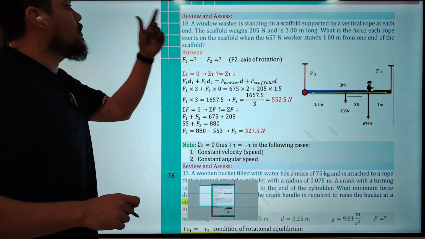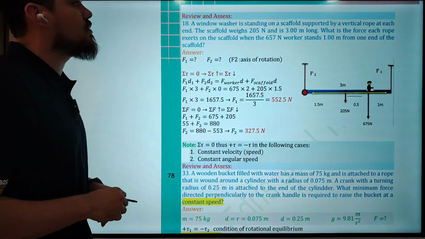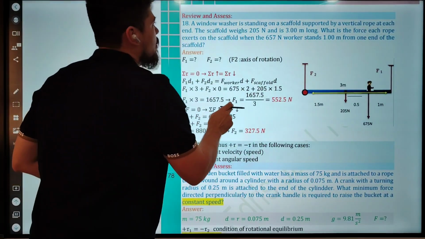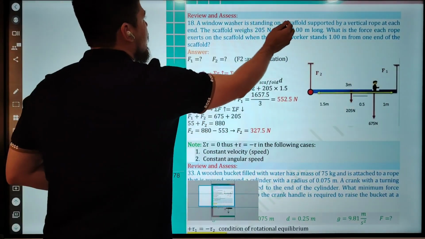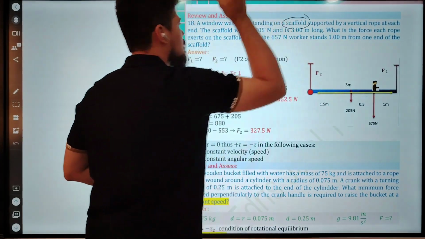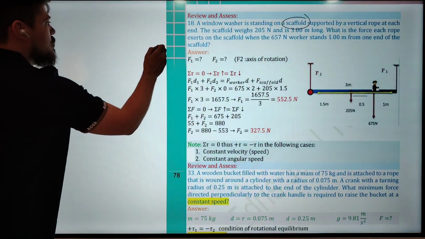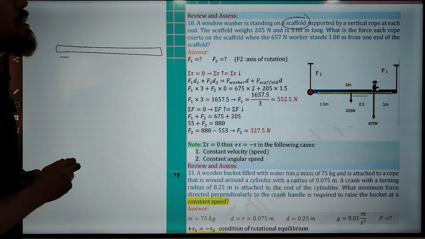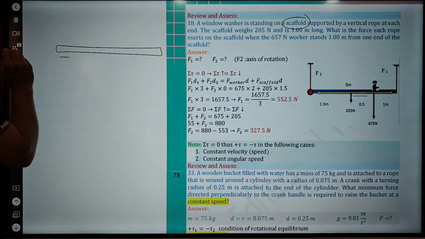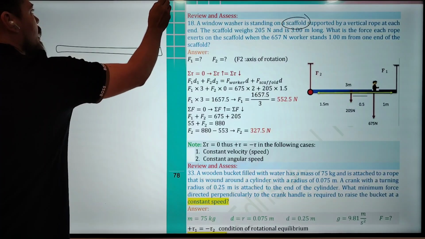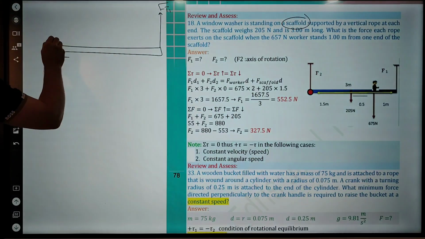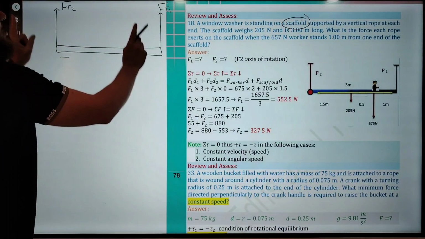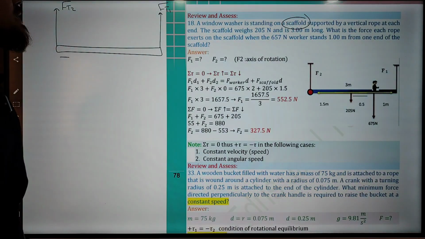Question 18. A window washer is standing on a scaffold supported by a vertical rope at each end. Okay? So, what do we have? A window washer is standing on what? A scaffold. Okay? So, at first you have to draw a scaffold. This is a scaffold supported by a vertical rope at each end. How many ropes do we have? 2. FT1, FT2, the scaffold supported by 2 vertical ropes at each end.